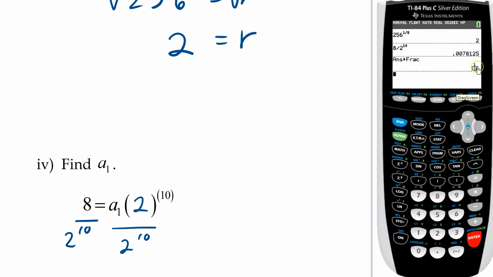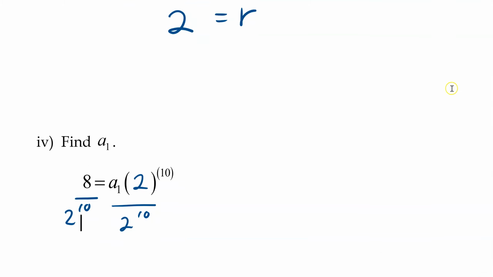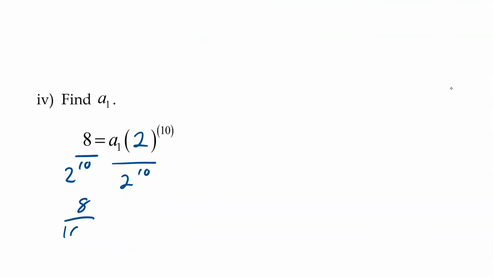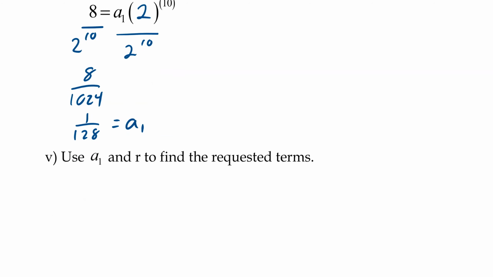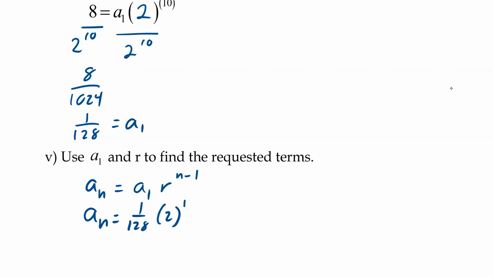Now what if it says it's not doing that? Then what you would do is just compute 2 to the 10th, and you get 1024, and then you would have to reduce it by hand. 8 over 1024 reduced would be 1 over 128. So this is 8 over 1024, which is 1 over 128. And that's our a sub 1. So now we know that a sub n is equal to a sub 1 r to the n minus 1, and we plug them in. So a sub n is equal to 1 over 128, and then our ratio was 2.